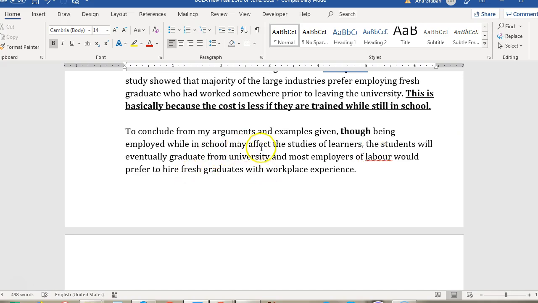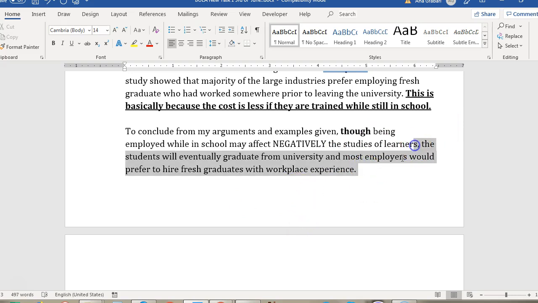Though being employed while in school may affect the studies of learners, the students will eventually graduate from university, and most employers of labor, no, just employers, would prefer fresh graduates with workplace experience. I got your idea. It's great that you're retaking it in the conclusion. I would say may affect negatively or may negatively affect the studies of learners, there is an advantage in this and that, which is this and that. So you should complete the sentence and rewrite it a bit.